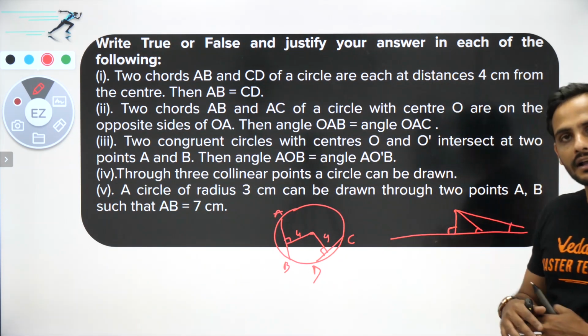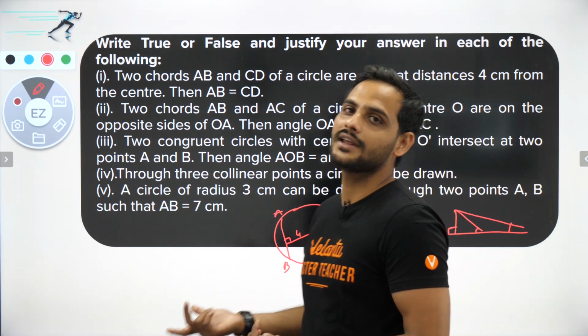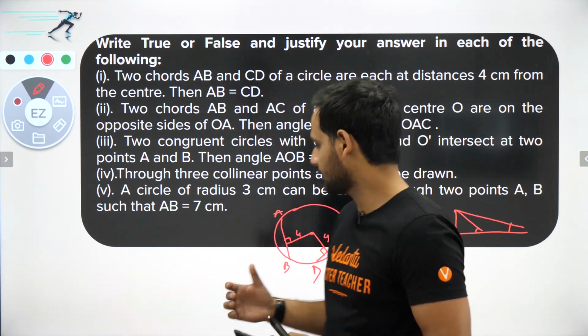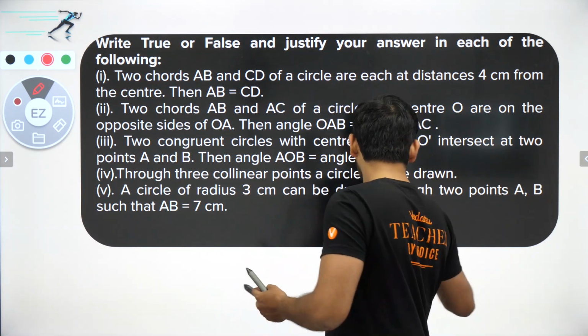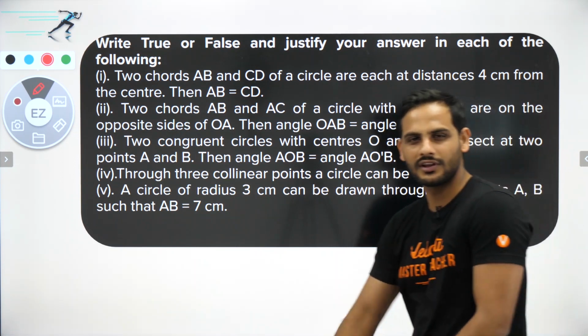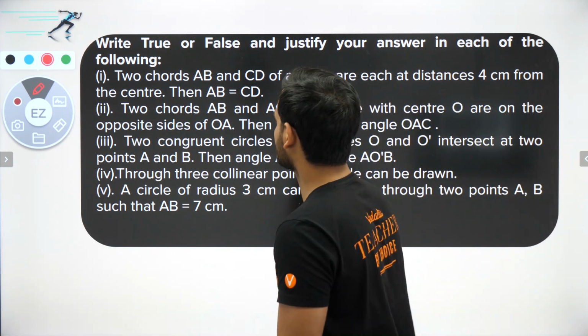The converse of it will be: if two chords are equal, they are equidistant from the center. These theorems you have to remember very well because it's a very easy part. The proof also you can do very easily. It is just the congruency used here, nothing else. So let's move to the next part.